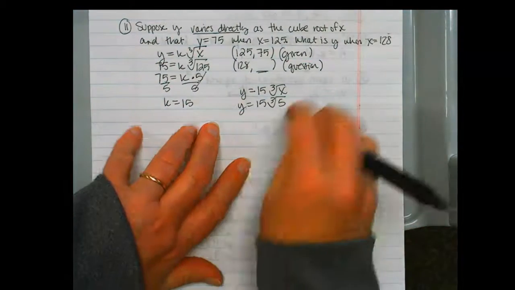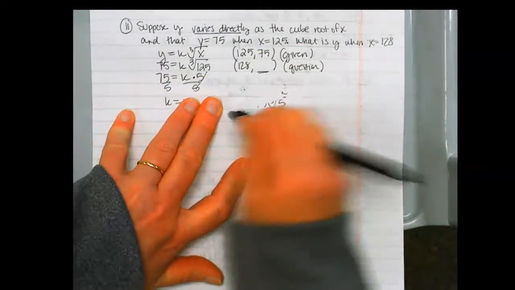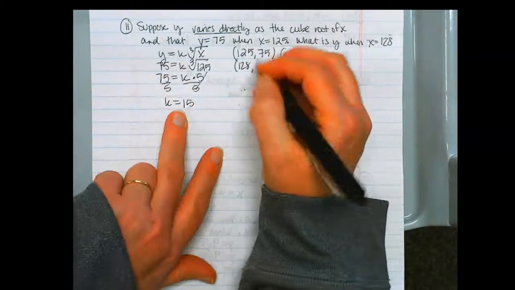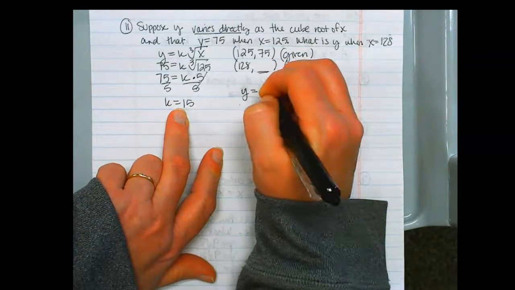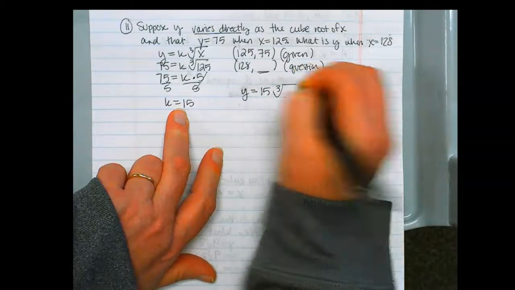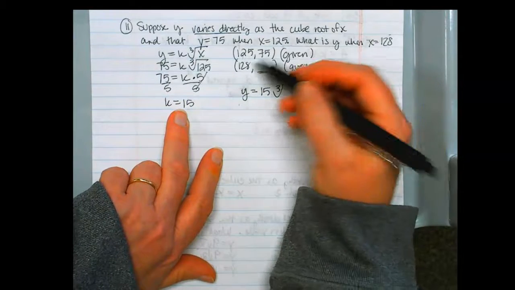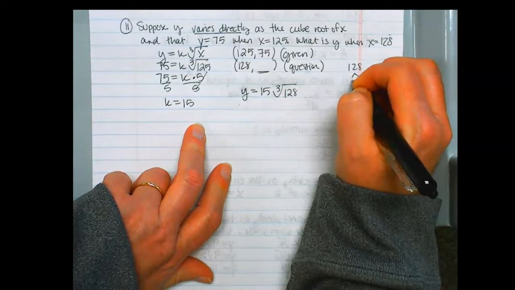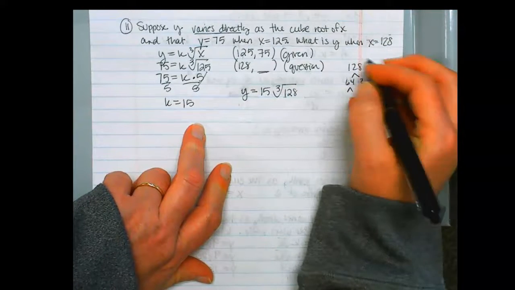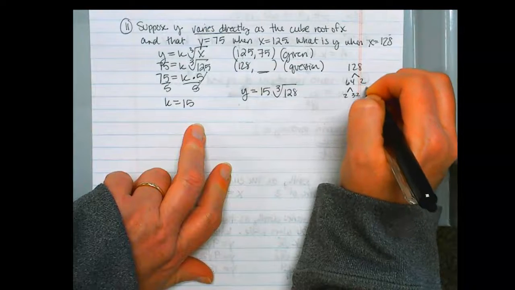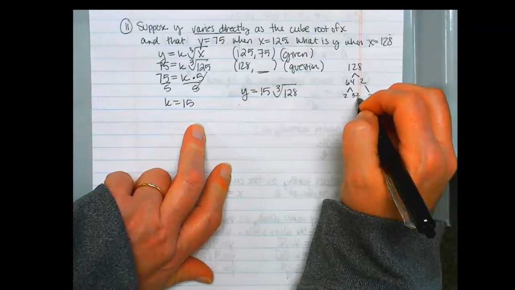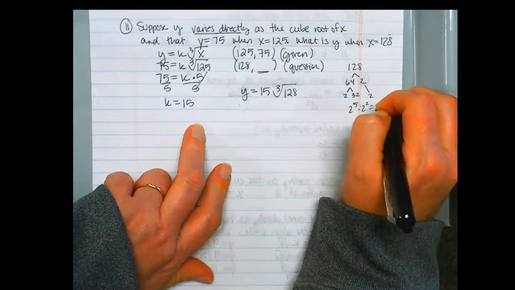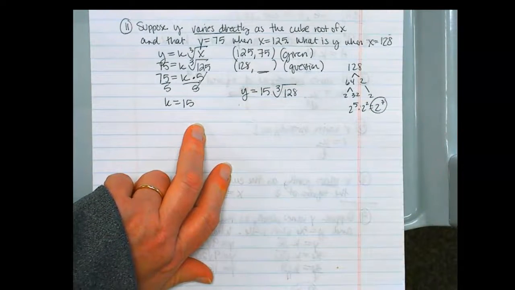So here we go. There's my relationship. Let me write it down again. Y equals 15, the cube root of, and now I have an x value, 128. So 128 is 64 times 2. This is 2 times 32 and a 2. 32 is 2 to the 5th times 2 squared. That's 2 to the 7th power. Okay, so let's see how that helps me out.